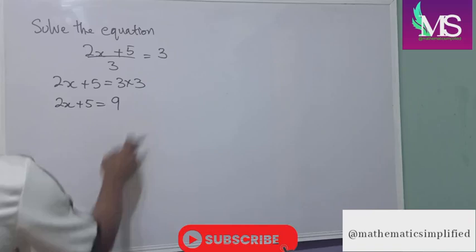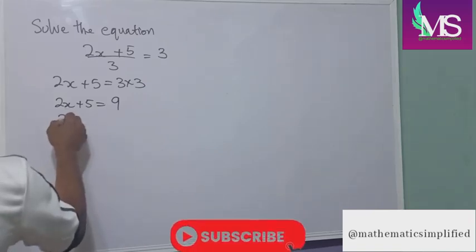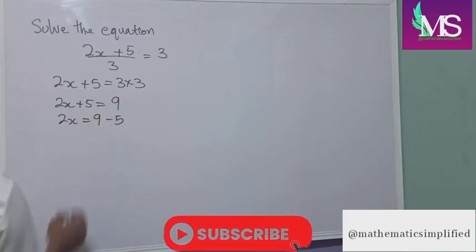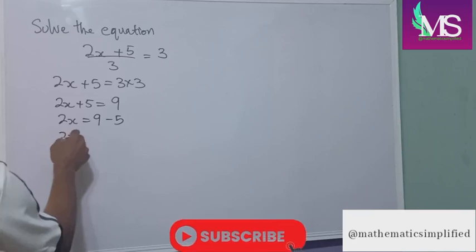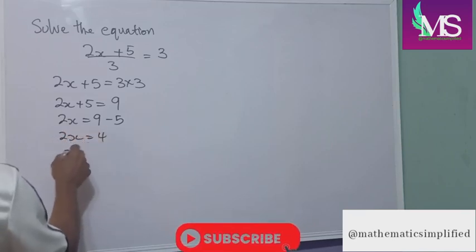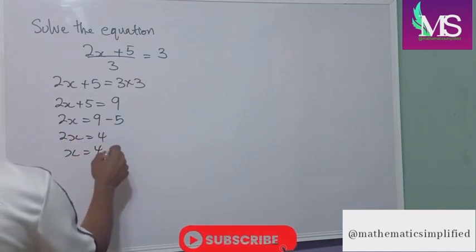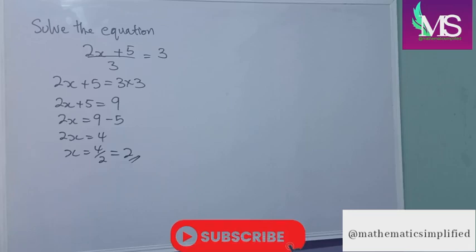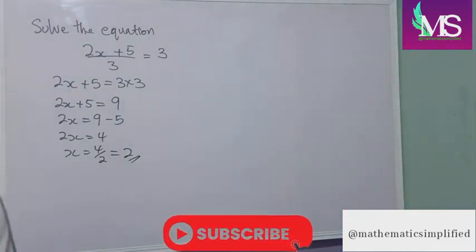So subtracting 5 from both sides, we're having 2x = 9 minus 5. So this becomes 2x = 4. So x = 4 over 2, which will give us 2. So the value of x in this equation will be 2.